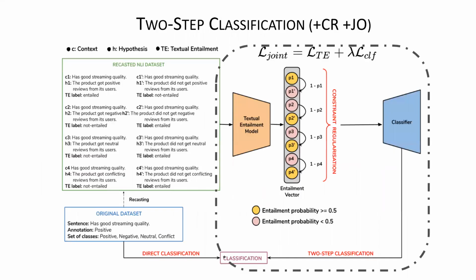So this is the whole pipeline. You can see there is one part where we do direct classification, one where we do textual entailment with consistency, and then we can do joint training also, all of this together. So we call this two-step classification plus CR plus AO.